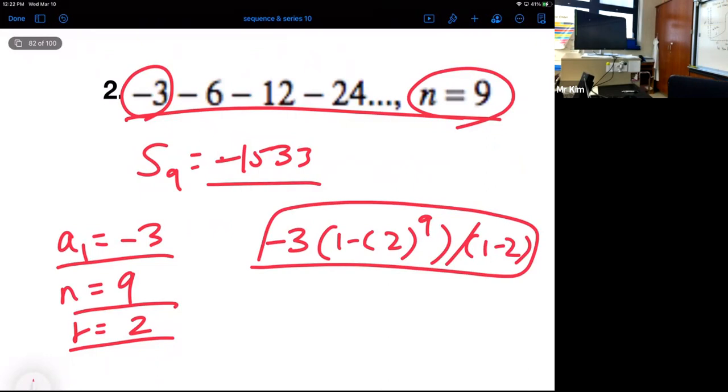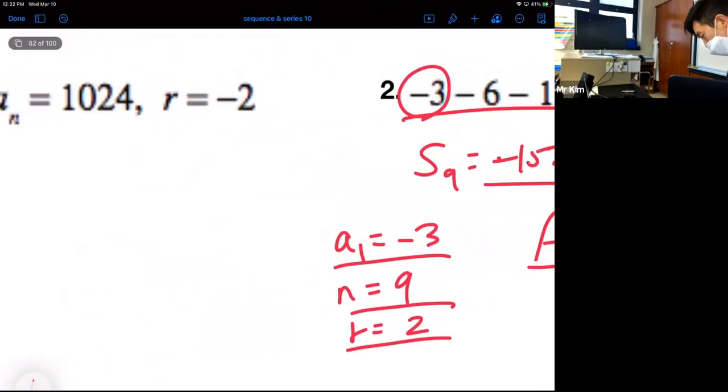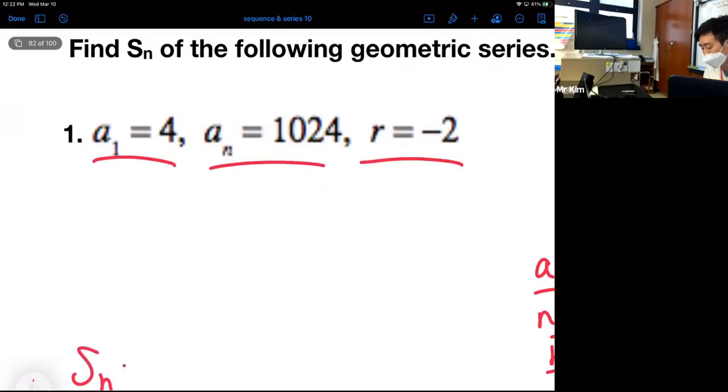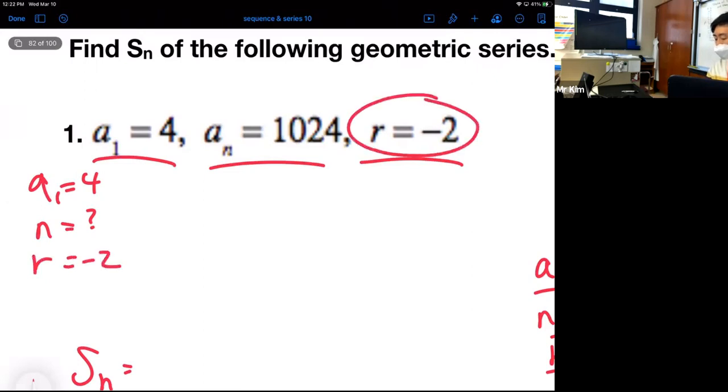Okay. Now I want you to take a look at this problem on the left, but I'm going to help you with this because it's tough. It's not quite easy. a sub 1 is 4, r is equal to -2, and a sub n is 1024. And I'm asking you to solve for the summation of the first n numbers. So I still need 3 things. I need a sub 1, which is given to me. I need n, which I have no idea. And then the last thing I need is the common ratio. Oh, I guess I have 2 things right here. So I have 2 things, but I'm looking for n, basically.